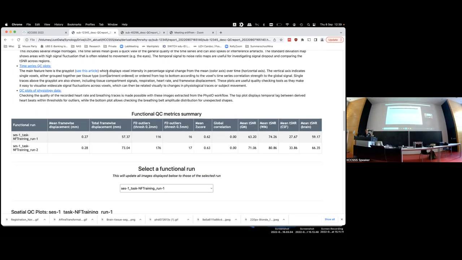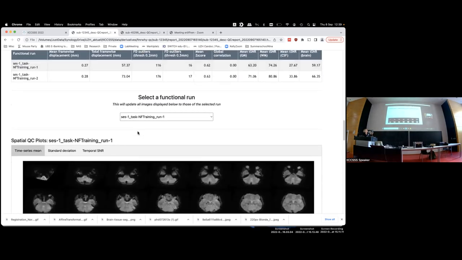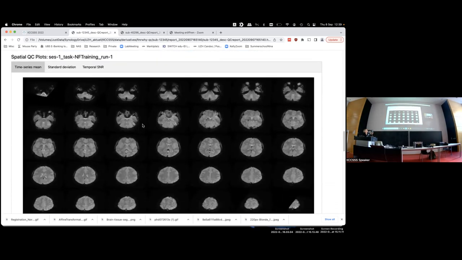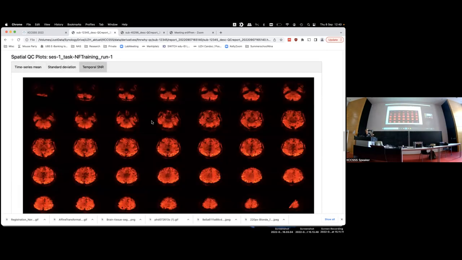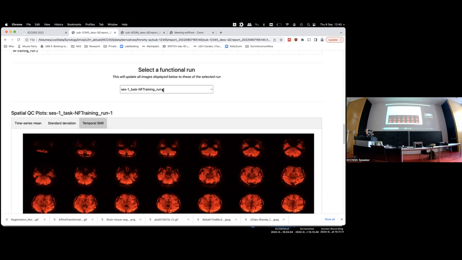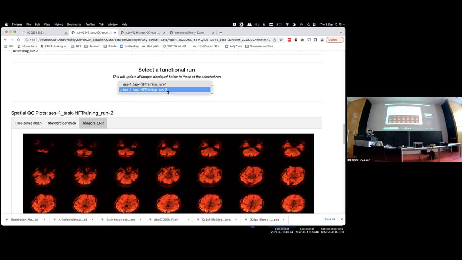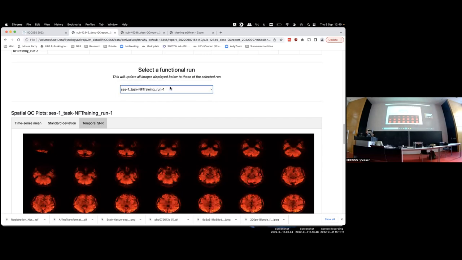And then we have the same with this participant when we look at the functional data. So the time series mean looks okay-ish, standard deviation looks okay-ish, temporal SNR looks okay-ish. But now this is 1-1. And now when we switch to 1-2, you see that the brain is switched to the right. So they are not comparable between the first and the second one, but they are supposed to be co-registered to each other. So something went wrong here.